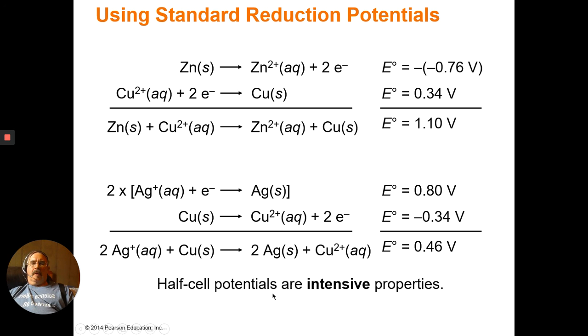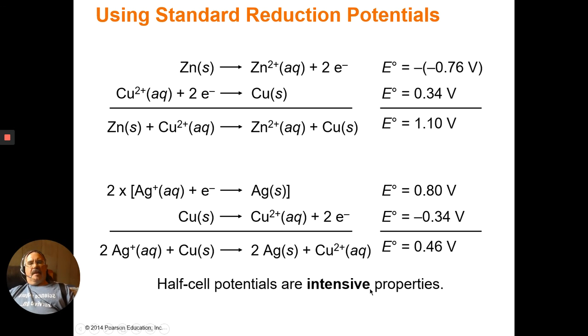This is an important statement here. Half-cell potentials are intensive properties. What that means is that the half-cell potentials do not depend on the amount of material. So while we multiplied these terms by 2, we did not multiply the standard potential by 2.